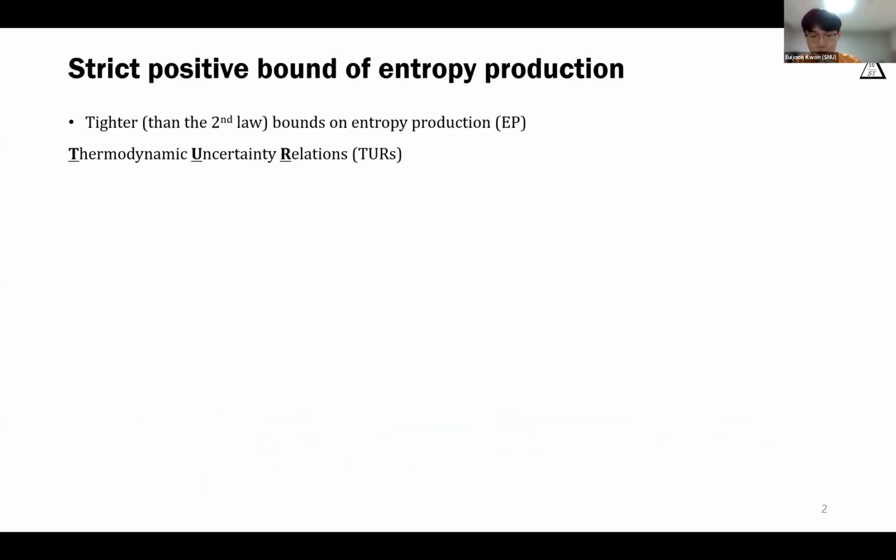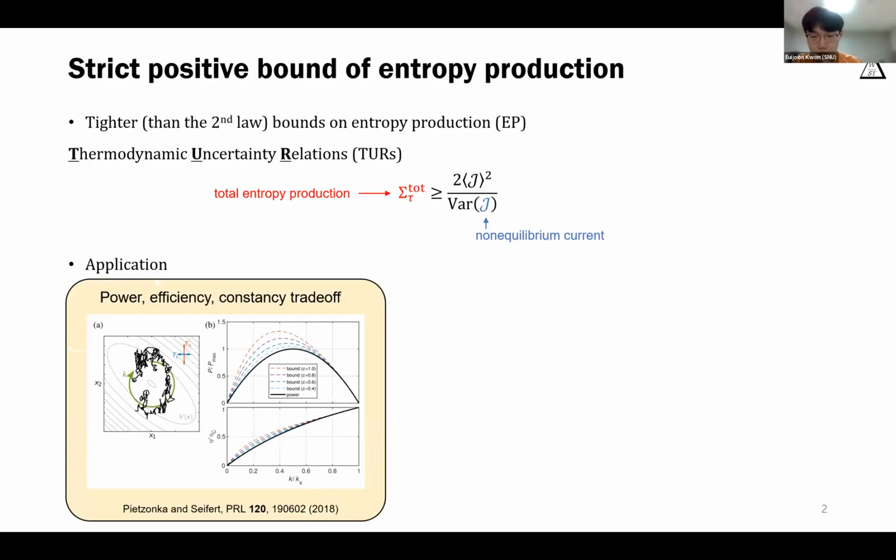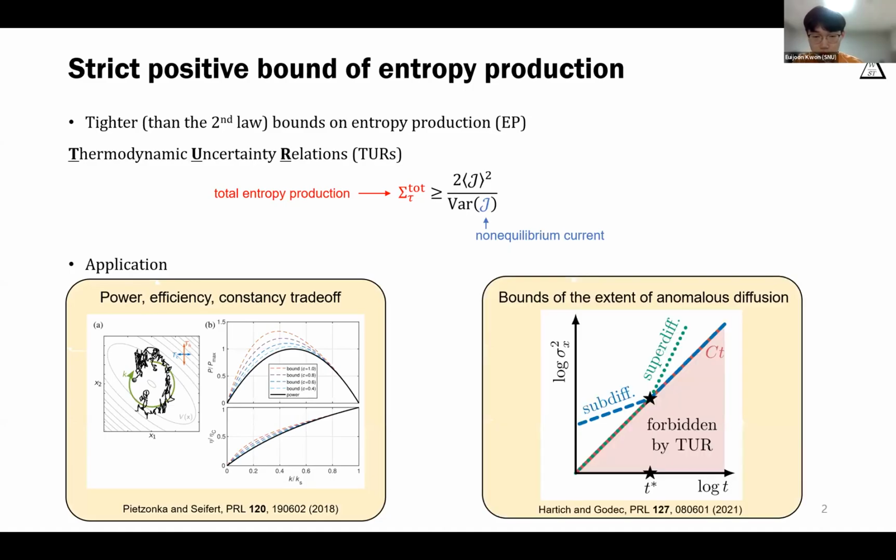It says that the EP is lower bounded by the ratio between the scale of the mean observer and the variance of that observer. Here, the observer is the non-equilibrium current. There are some applications of these relations. For example, we can derive a trade-off among power, efficiency, and constancy of a steady-state heat engine. And we can also use TUR to predict how long subdiffusion can persist or from when superdiffusion can start.